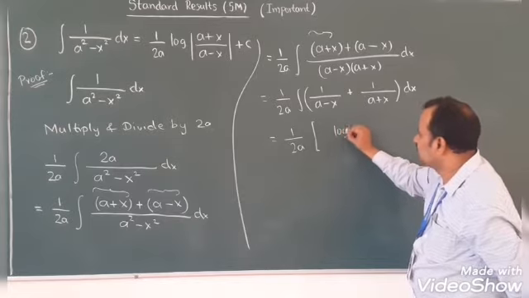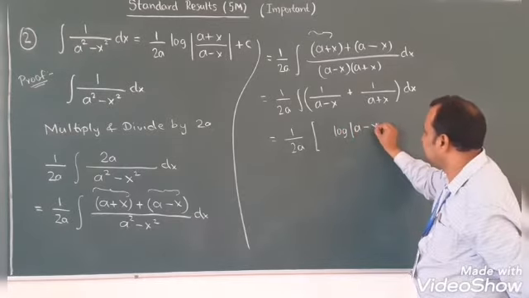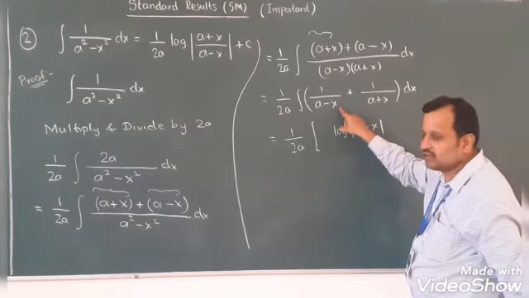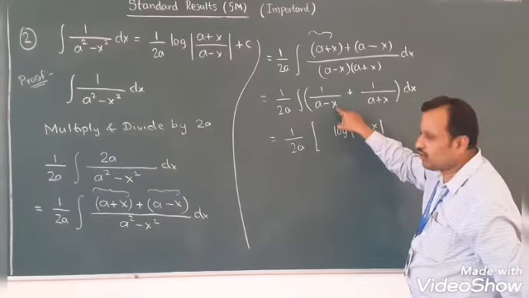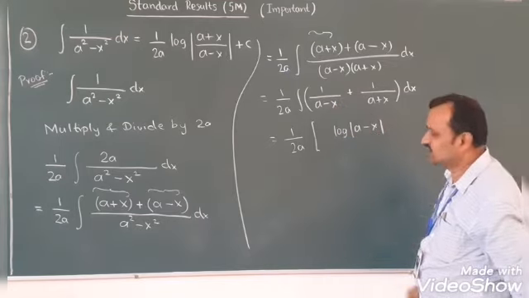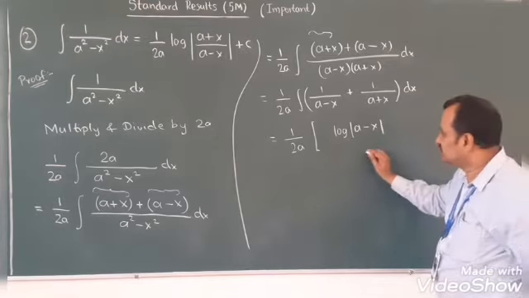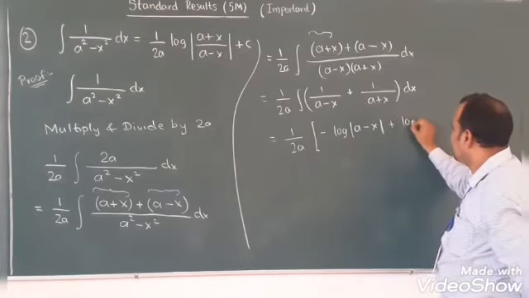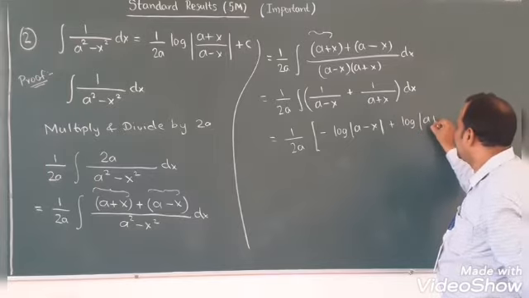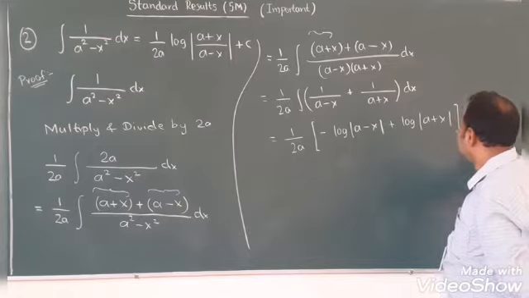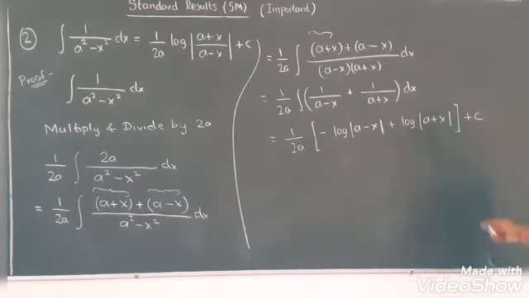So log of mod of a minus x. Since minus 1 is multiplied, or I can say the coefficient of x is minus 1, so in the answer we have to divide by minus 1. So minus will come here, plus here I can say log of mod of a plus x plus c. As I told you, whenever we integrate, a constant of integration will come.